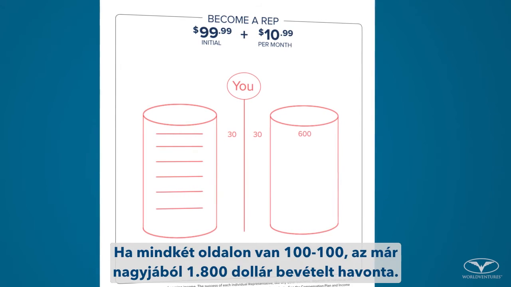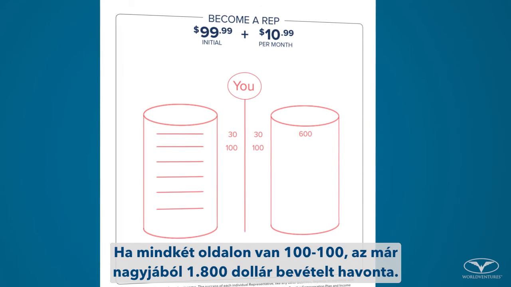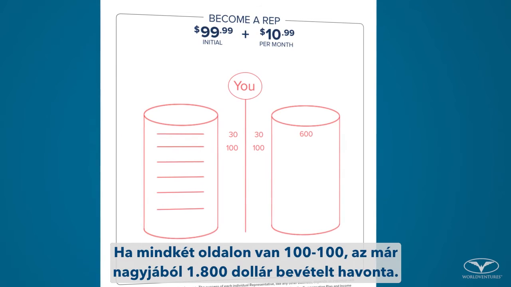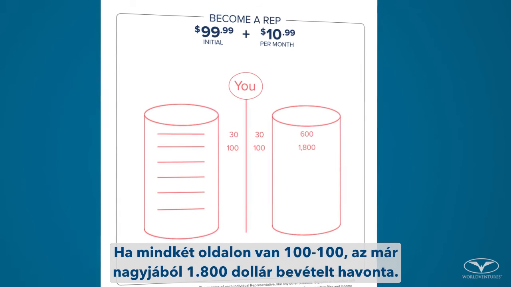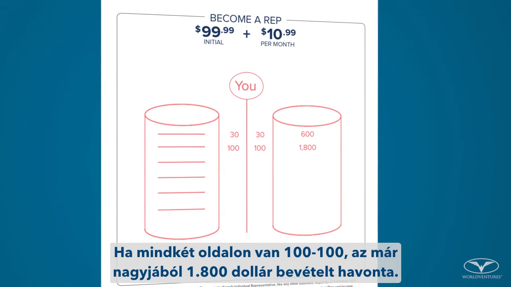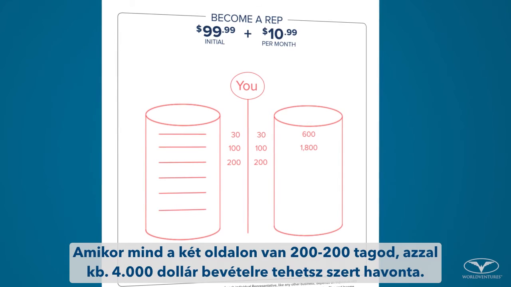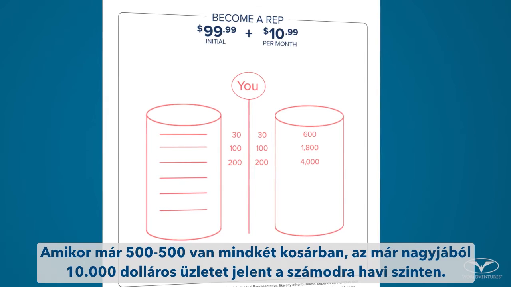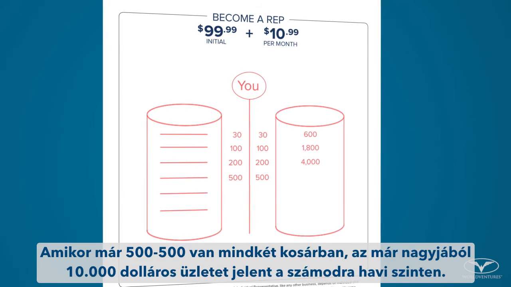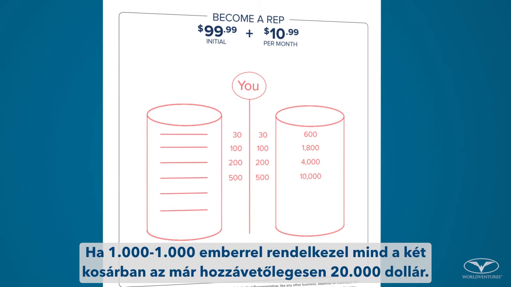When there's 100 in each of the 2 buckets, it generates about $1,800 in revenue on a monthly basis. When there's 200 in each of the 2 buckets, it generates about $4,000 worth of revenue. When there's 500 in each of those 2 buckets of business, it generates about $10,000 worth of business. When there's 1,000 in each of the 2 buckets of business, it generates about $20,000.